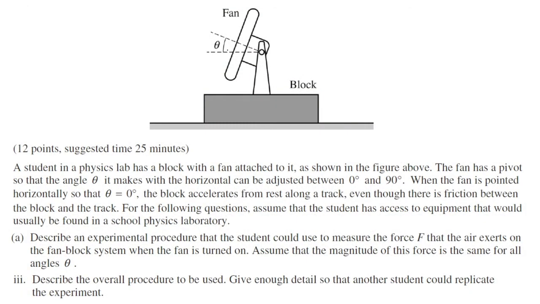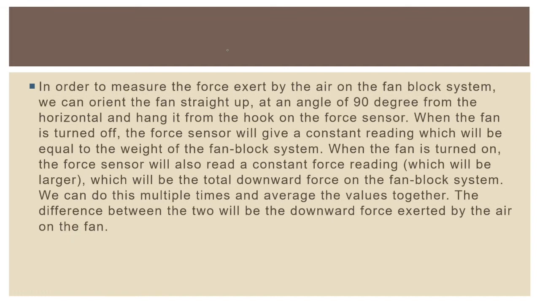Moving on to part A3, it says describe the overall procedure to be used and give enough detail so a student could replicate the experiment. What I said here is, in order to measure the force exerted by the air on the fan block system, we can orient the fan straight up at an angle of 90 degrees from the horizontal and hang it from the hook on the force sensor. When the fan is turned off, the force sensor will give a constant reading, which will be equal to the weight of the fan block system.